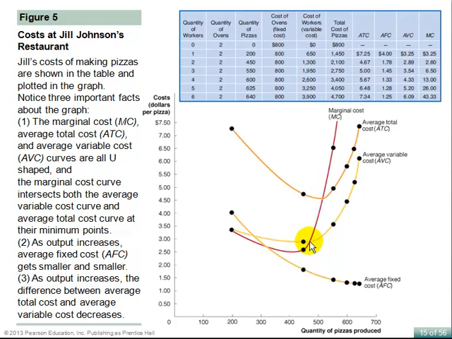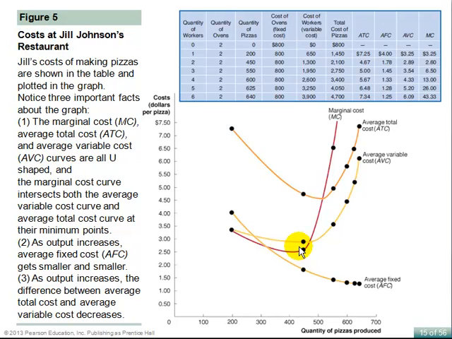When marginal cost is less than either average variable cost or average total cost, it causes them to decrease. When marginal cost is above average variable cost or above average total cost, those cost curves increase. Therefore, when marginal cost equals average variable cost or average total cost, they must be at their minimum points.